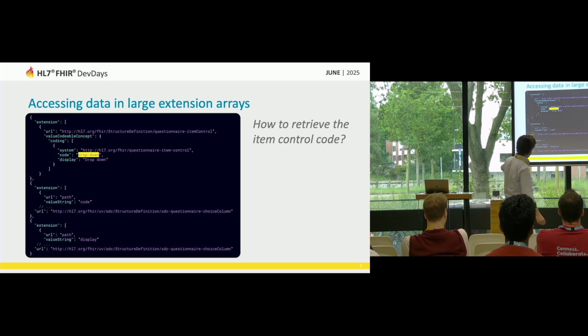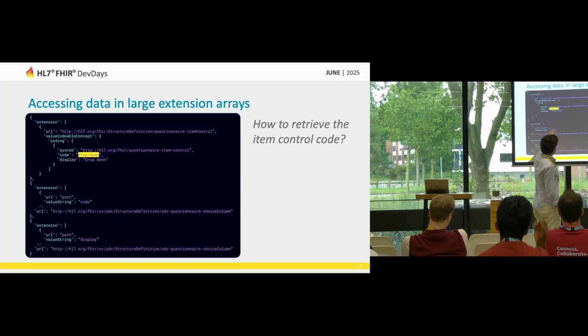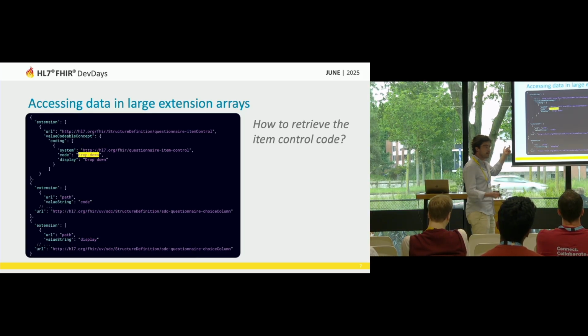So this is a snapshot of some extension of a questionnaire item. This is quite involved already, but actually in reality, we only need that one field, dropdown. So we often end up with quite a lot of boilerplate going through the extensions and then going to the codings and the codable concept to just find that one enum value for us internally.